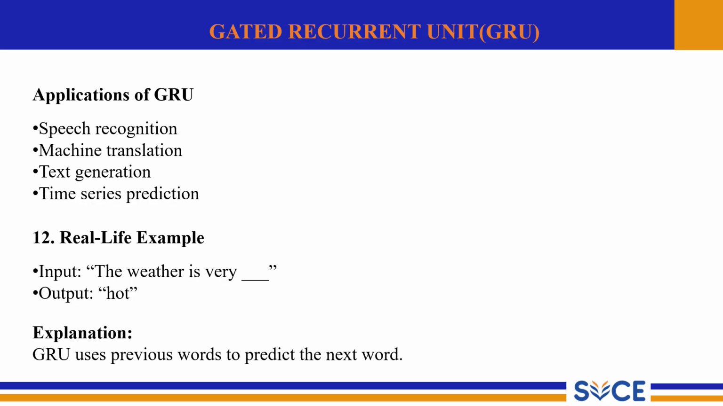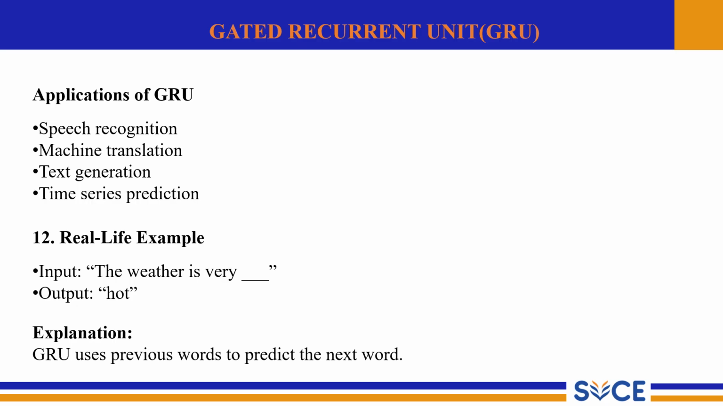So next one is time series prediction. It is highly effective in time series tasks such as stock price prediction, weather prediction, sensor data analysis, etc. Since time series data depends heavily on past values, the GRU can learn patterns and trends over time to make accurate predictions.